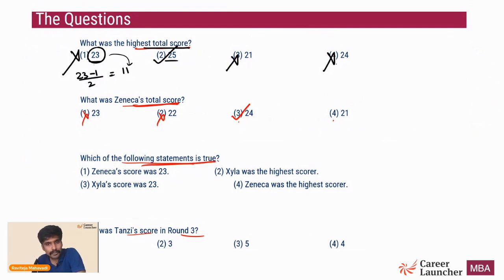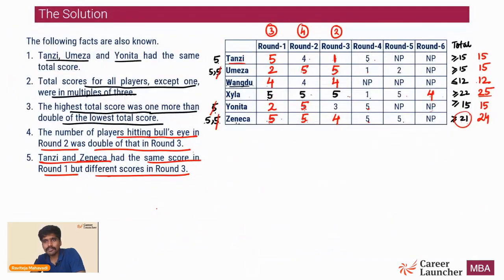Which of the following statements is true? X was the highest scorer. What was T's score in round 3? T's score in round 3 was 1.